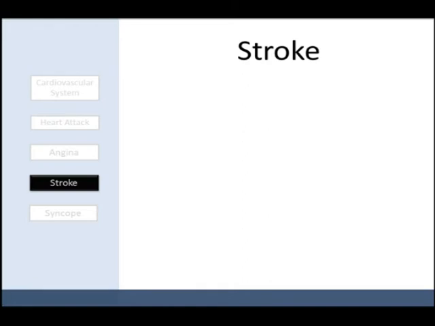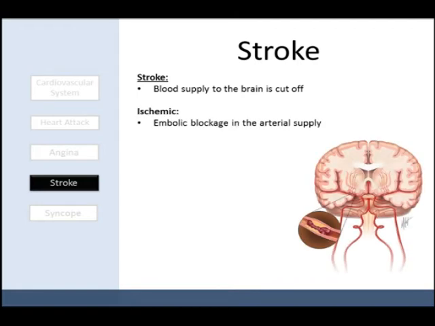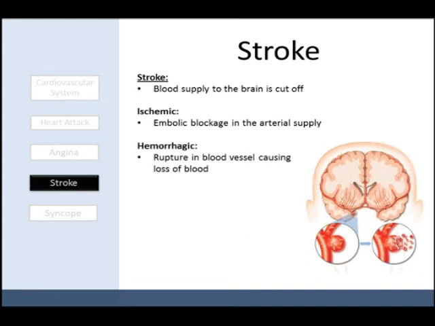Not only is our heart a vital organ, our brain is also important for survival as well. This is why strokes, where blood supply to the brain is cut off, require immediate medical attention. There are 2 types of strokes: ischemic, where embolic blockage occurs in the arteries supplying the brain, and hemorrhagic, which occurs when there is a rupture in blood vessels which causes blood loss. In the same pathophysiology, a transient ischemic attack is a temporary blockage in blood supply. However, it is important to note that those who experience TIAs are more likely to develop a stroke.